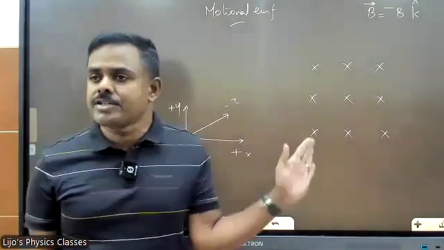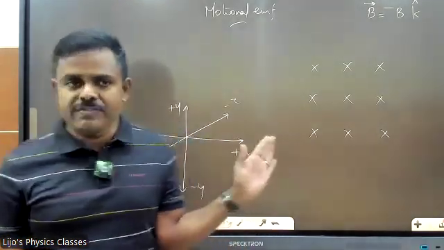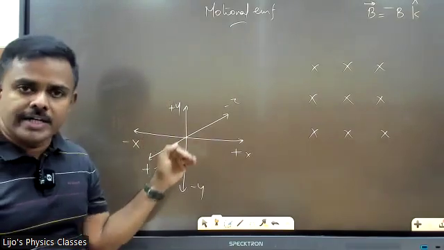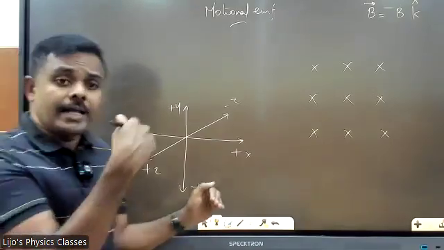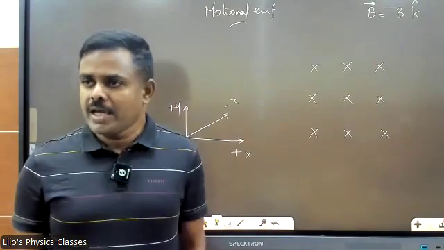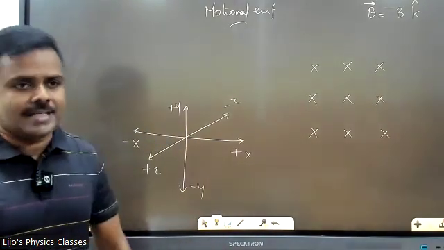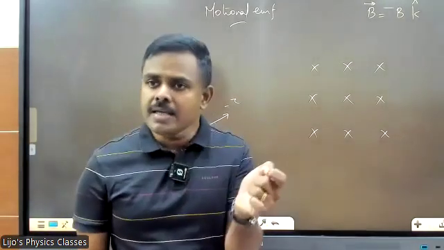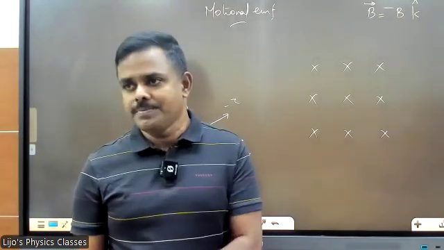So rightward direction is positive x-axis. Leftward is negative x. Upward is positive y. Downward is negative y. And into the board is negative z. Out of the board is positive z. Okay, so these are called coordinate axes. How do you represent them with vectors? i cap, j cap, and k cap.